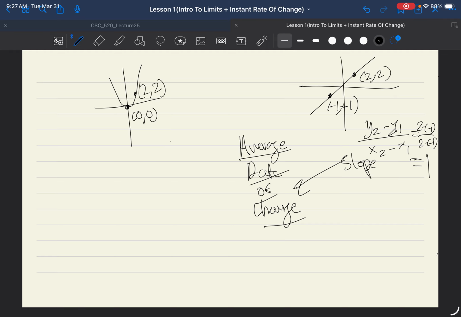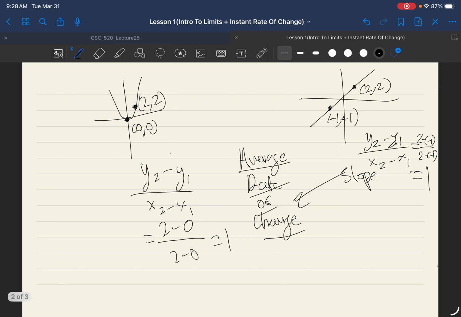Regardless, in a quadratic, the y2 minus y1 over x2 minus x1 gives the average rate of change. It represents the average rate of change, but it does not represent the slope, obviously. And yeah, this is obviously very easy. I'll just do it out. 2 minus 0 over 2 minus 0. Again, this is just going to be a 1. So we know that the average rate of change is going to be 1 over this interval.